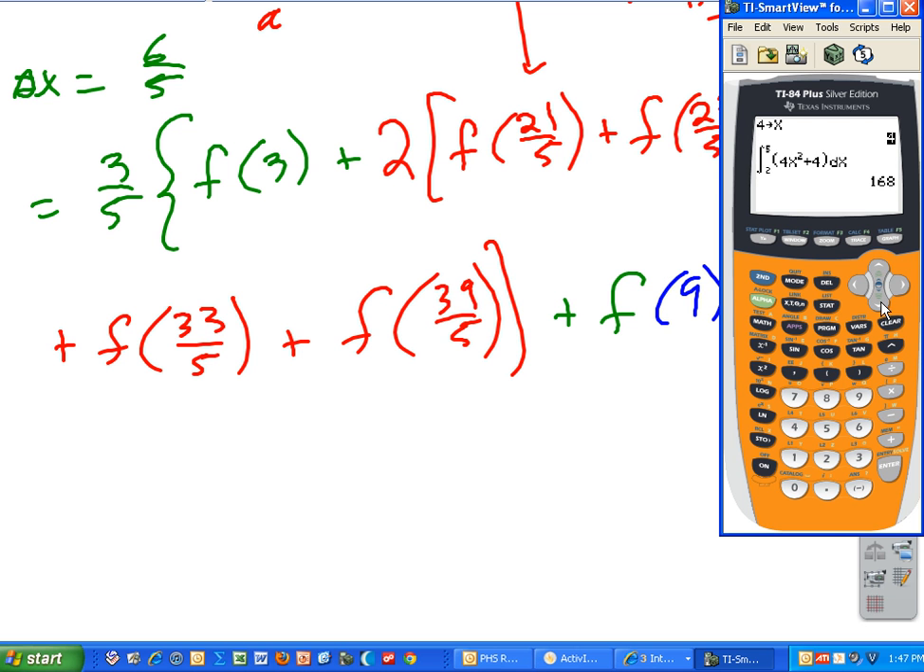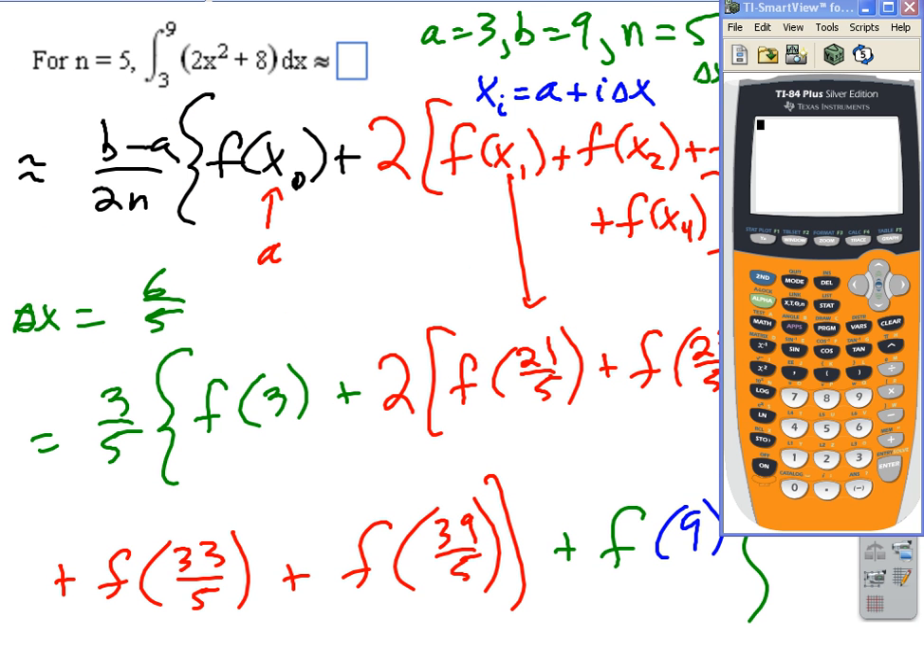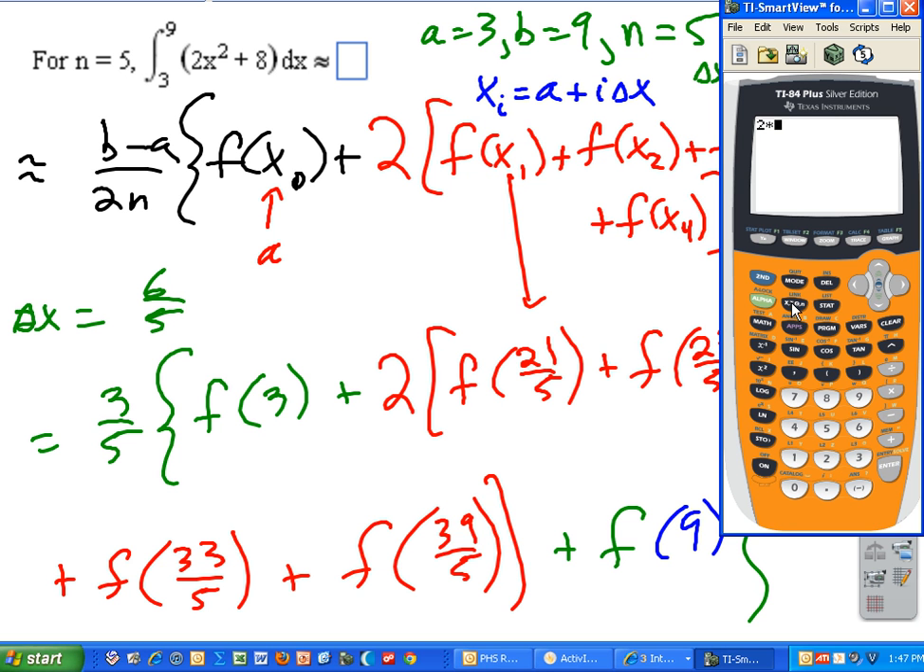Okay, so we could put in, what was it again? 2x squared plus 8. So 2 times x squared plus 8, enter. Okay, and now we can start storing values in there. If I want to know what that number is right there, I can just go 3 store x, and go up to that expression, and it's 26, right? So let's write that number down. So then we get 26 for that guy. What's f of 21/5?